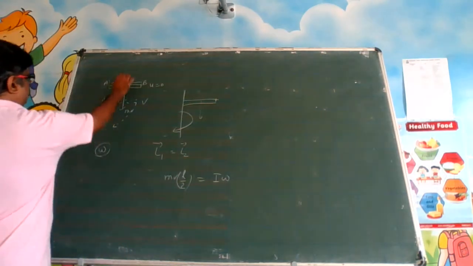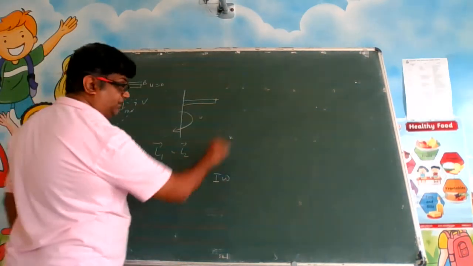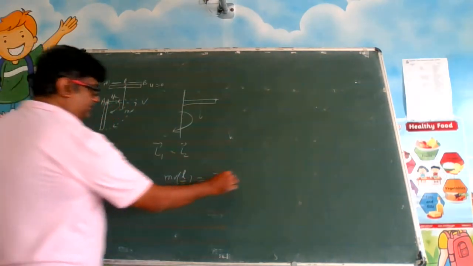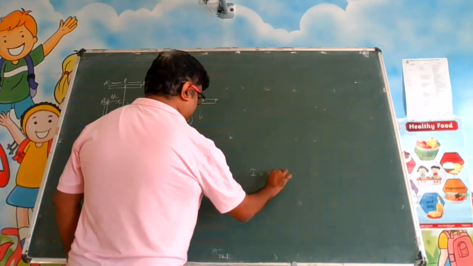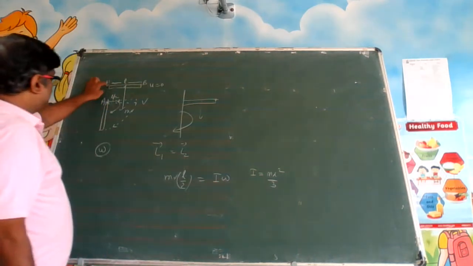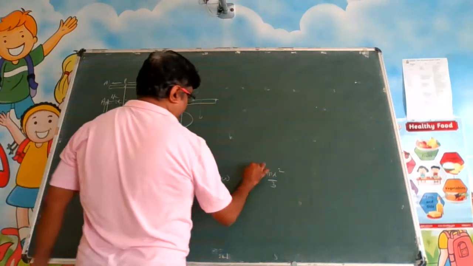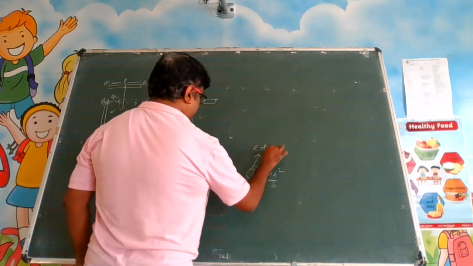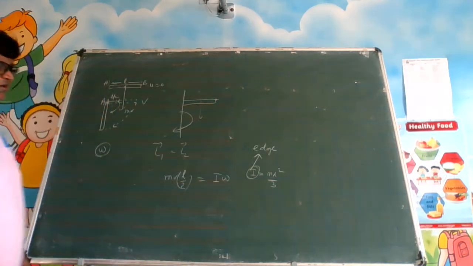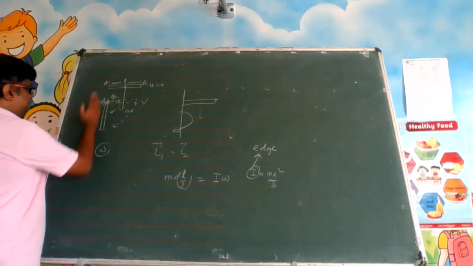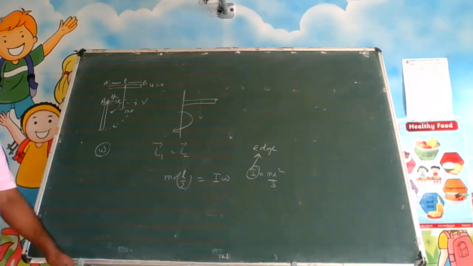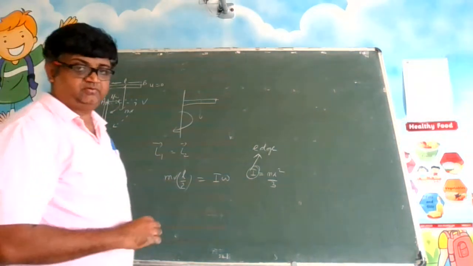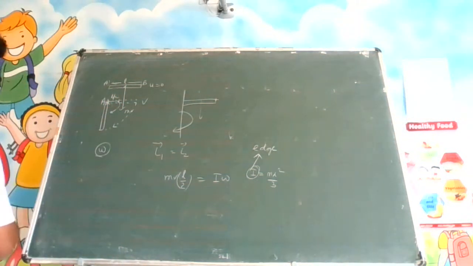If the rod length is L, what is the value of I? Like in the previous example also, I will be equal to ml square by 3, because it is rotating about the edge. This I value is about the edge. It is not about CG. This is not rotating about CG. It is rotating about this edge. So note the difference.